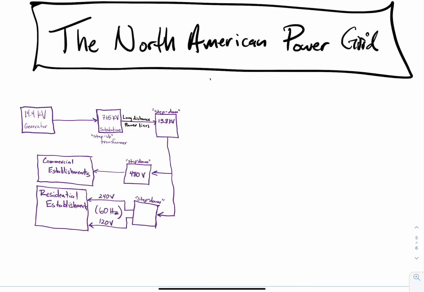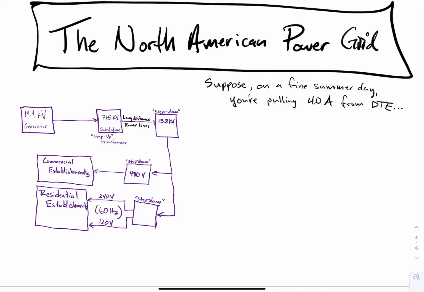So we're going to say, suppose on a fine summer day, you're pulling 40 amps from DTE. You probably get your power from DTE, right?